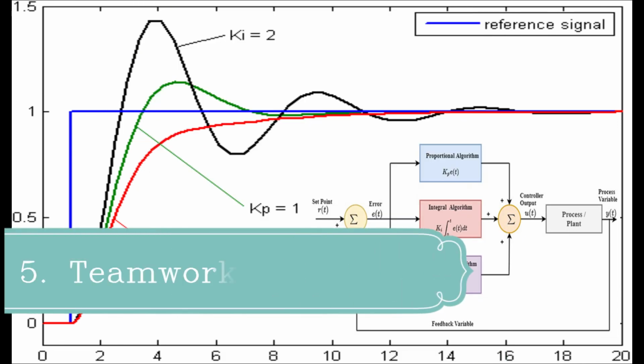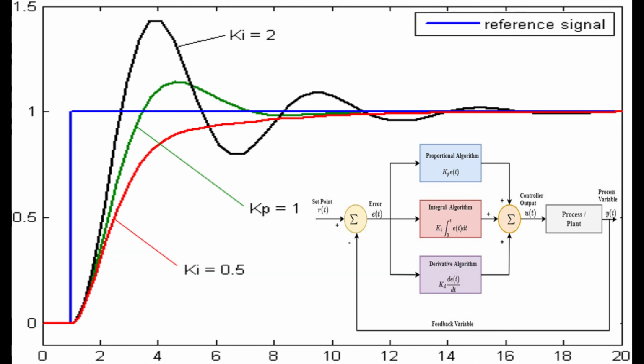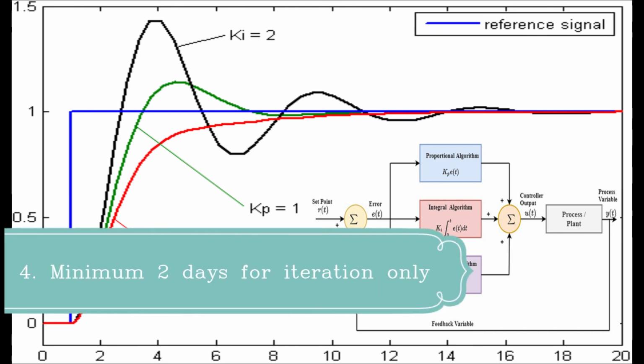Step number 5. Since it is a manual tuning method, the focal point here lies in teamwork. Make sure each member is iterating and implementing the script in separate systems to achieve precision in minimum time. Number 6. Keep aside a minimum of 2 days for iteration purpose. Maximum marks will be gained by team having a modular script and short stabilization time of the drone.